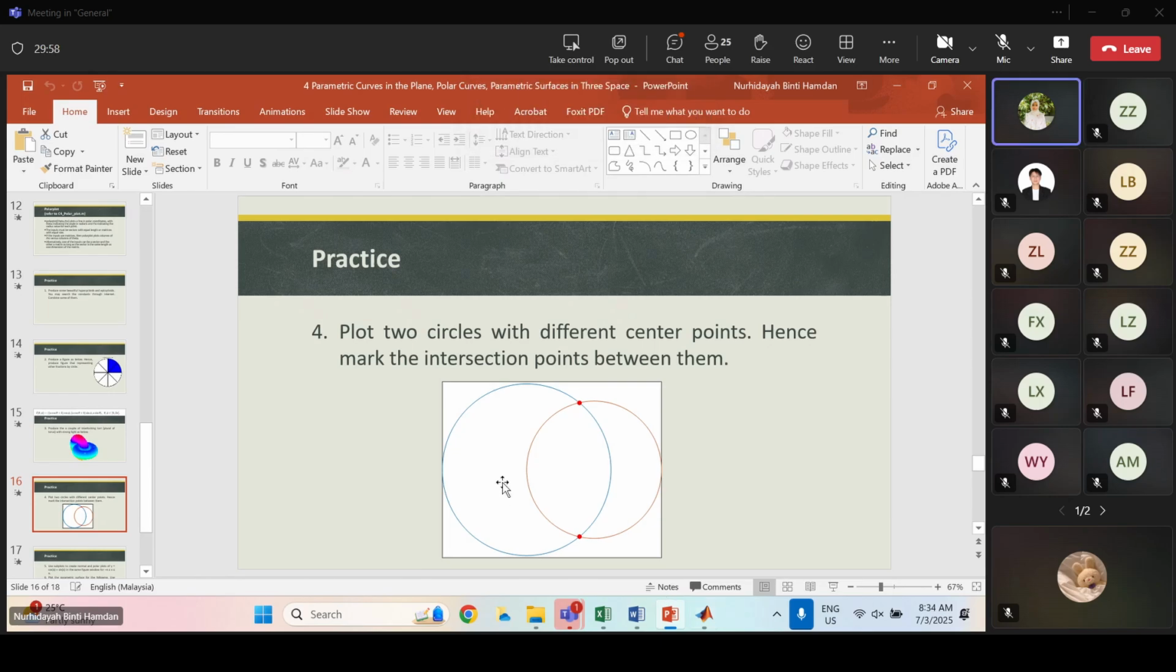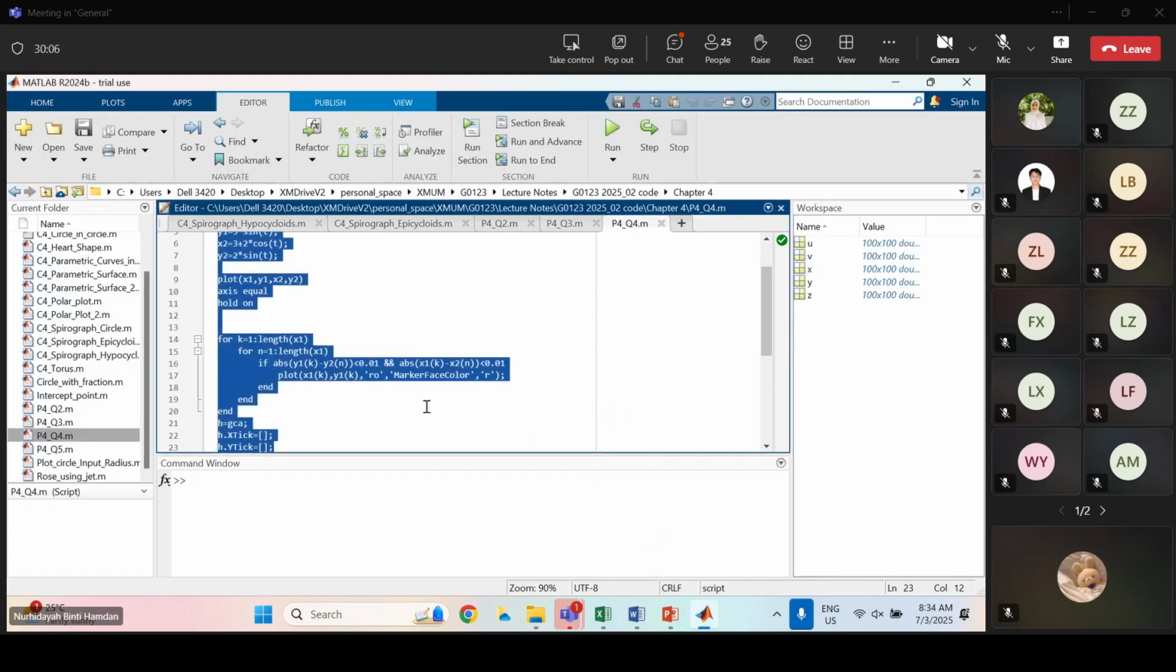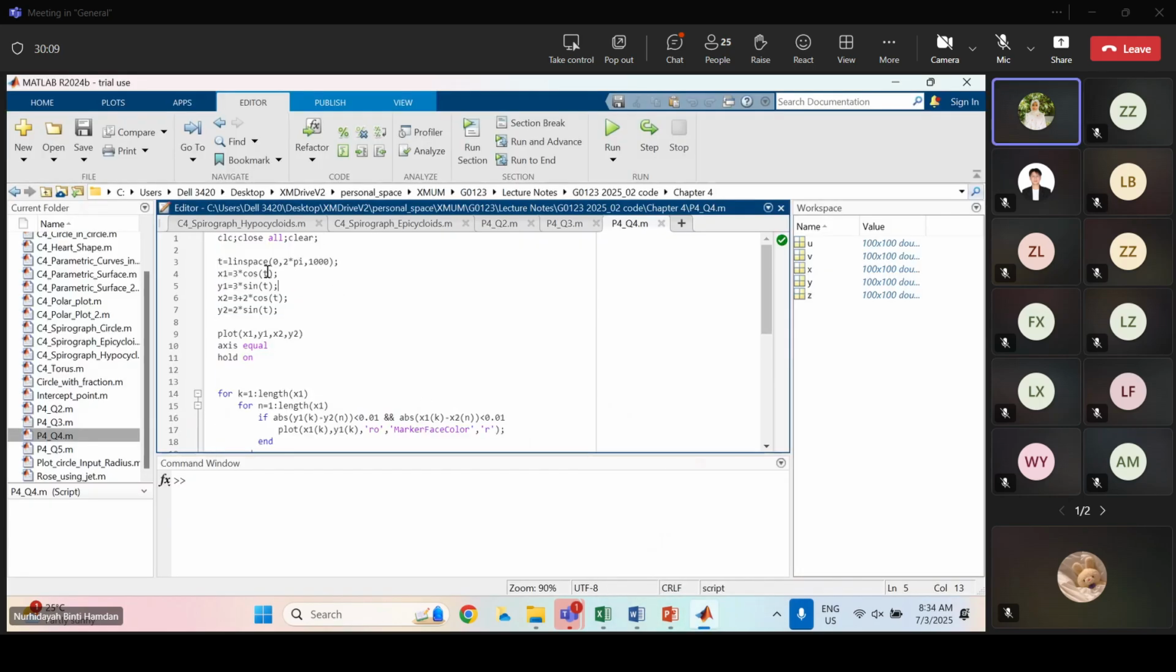Okay, so this one is two circles with different center points. Let's start with plotting the blue circle. We create a linear space from 0 to pi with 1000 values. Because we have two circles, we have x1, y1 for the first circle, and for the second circle, x2 is 3 plus cosine t, y2 is 2 plus sine t.